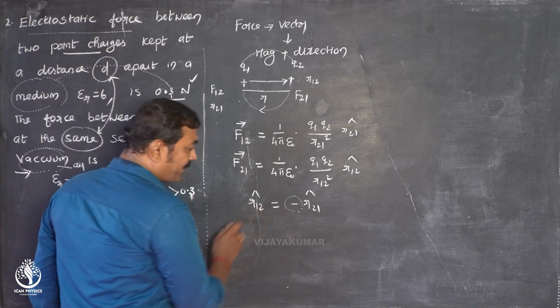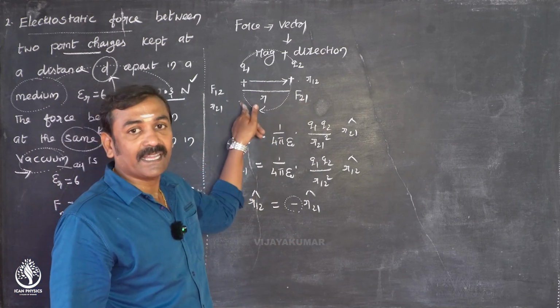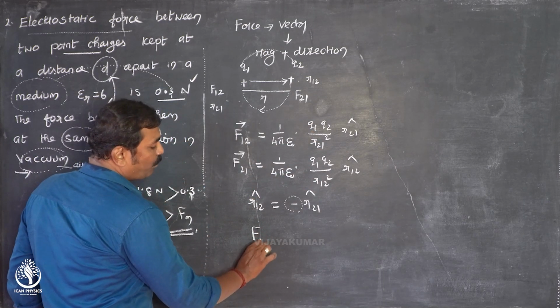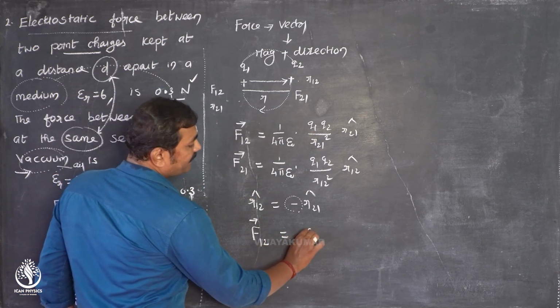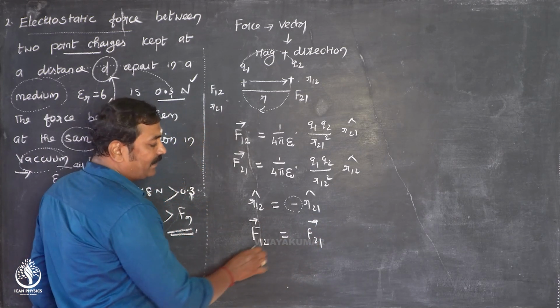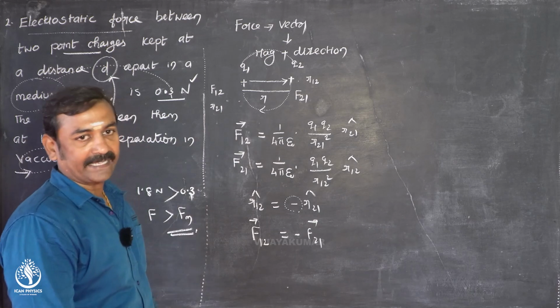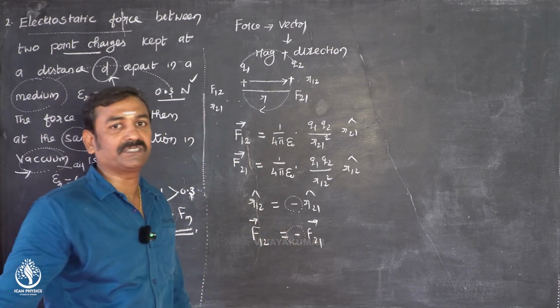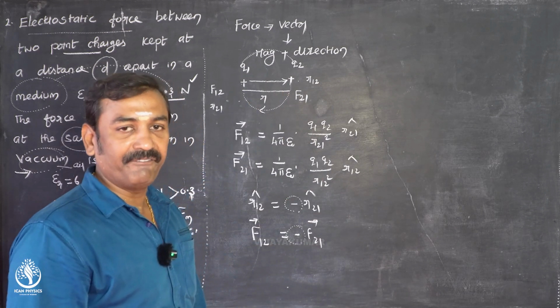So why are we putting the minus? Because they are acting in the opposite direction. So when you substitute that, then F12 vector equal to minus F21 vector. So both forces are equal but acting in the opposite direction. So now we are giving the direction so that the force is a vector.